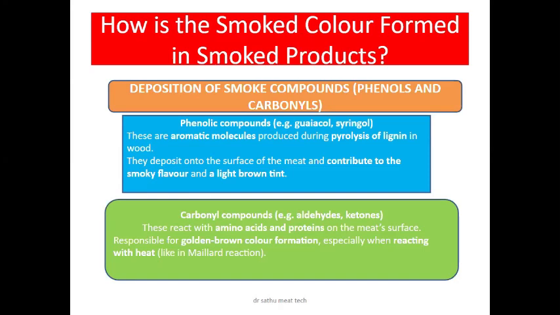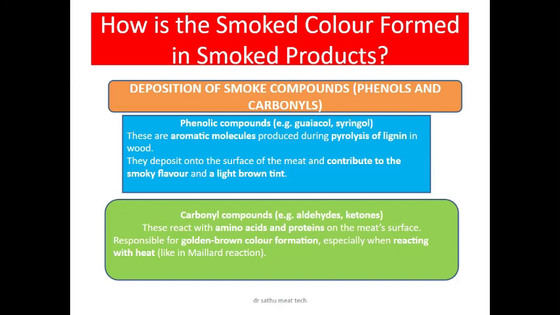So how is the smoke color formed in smoked products? Already we discussed this. Mainly the smoke color is brought by the deposition of smoke components like phenols and carbonyls. Phenolic compounds, as already told, guaiacol and syringol, are aromatic molecules produced during pyrolysis of lignin in the wood. At 300 to 400 degrees centigrade, this pyrolysis takes place. They deposit on the surface of the meat and contribute to the smoky flavor and a light brown tint.